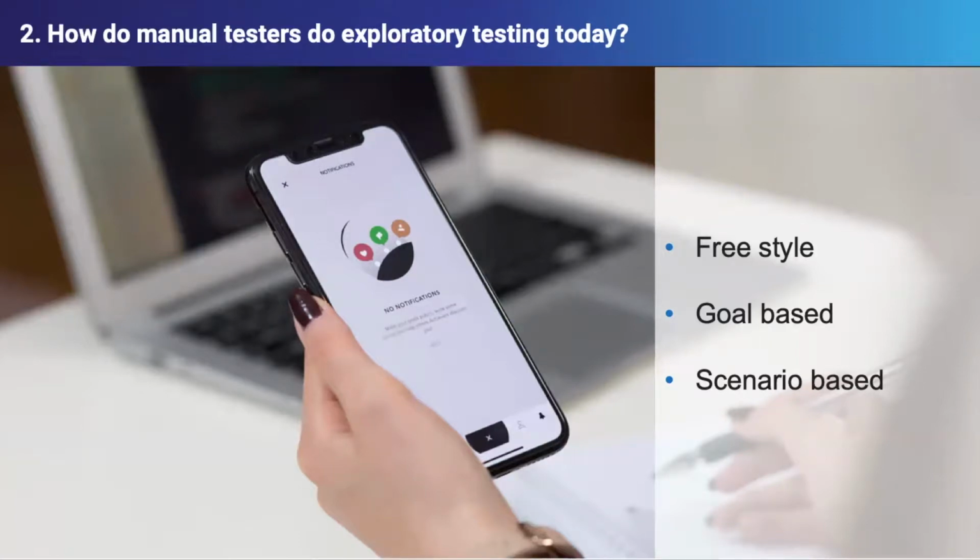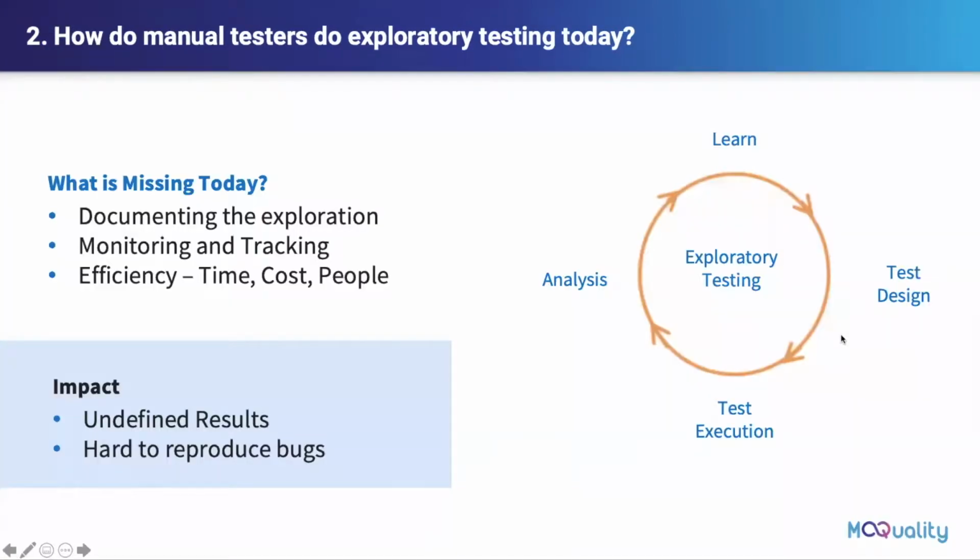Okay. And what's missing here really today in these approaches? Yeah, so since exploratory testing is mainly done manually, the biggest thing that is missing is documentation. So testers would often take screenshots of every screen that they would traverse, and managers would then go through it to monitor and track how people are testing, right?